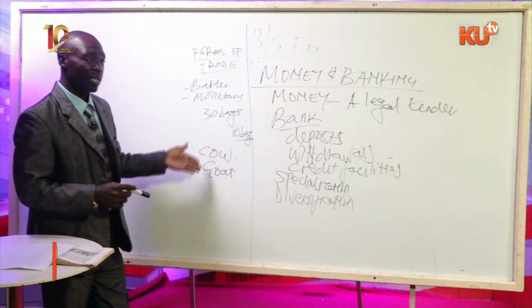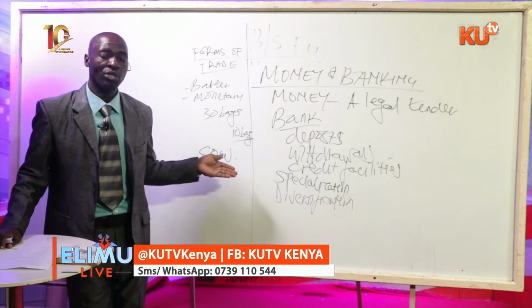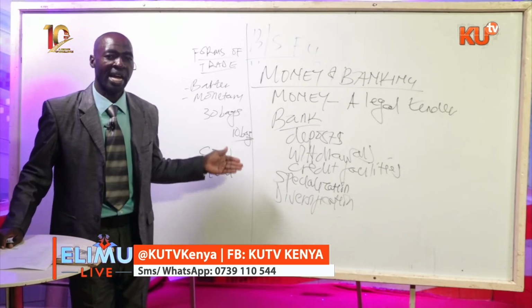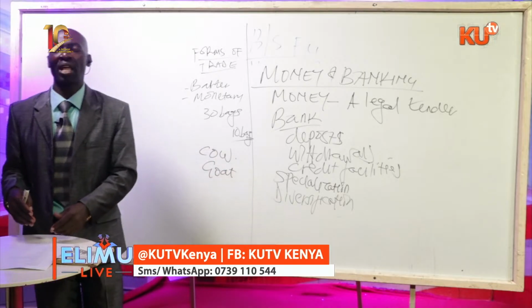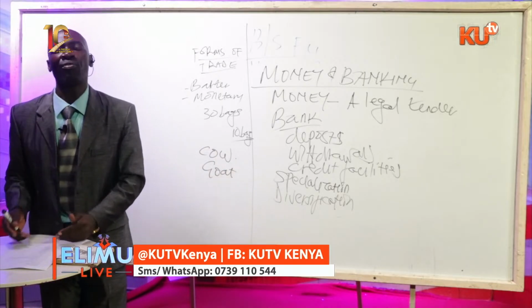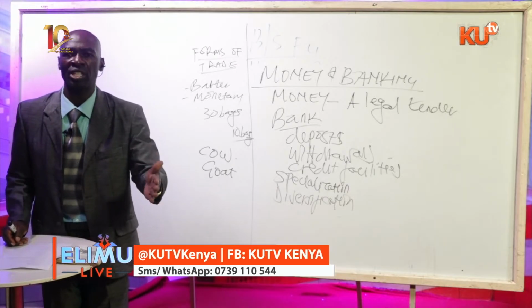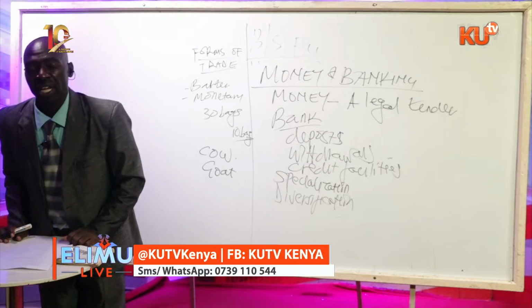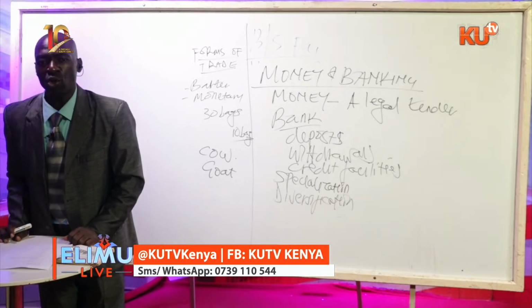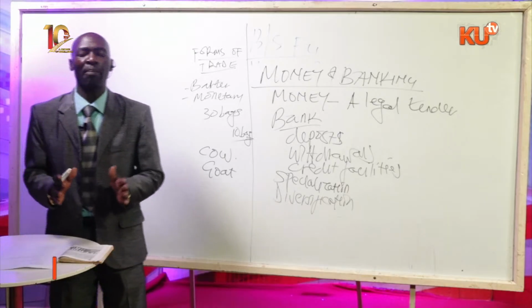How could you measure that this cow is equivalent to 10 goats, or the cow is equivalent to 5 goats? Nowadays we have a monetary way of valuation. But in those days it was just a product versus a product, a commodity against a commodity. It was very difficult to know the value of a particular product.